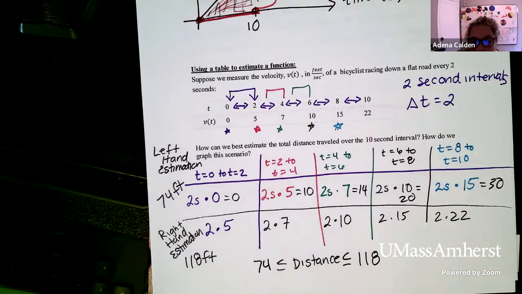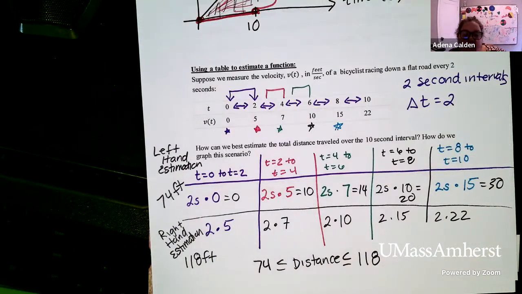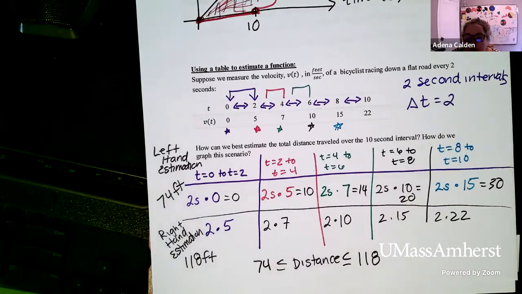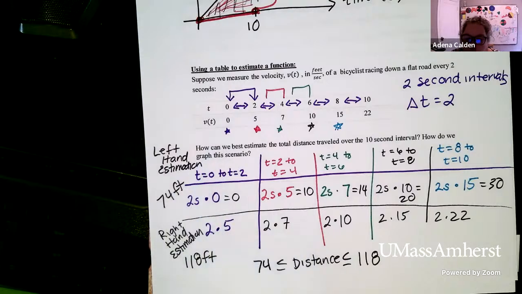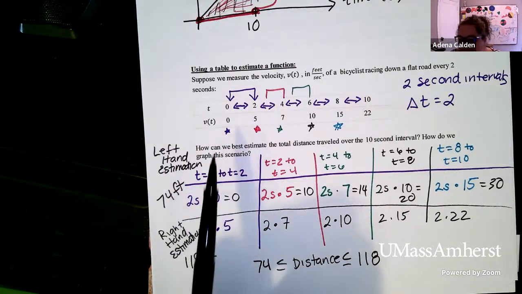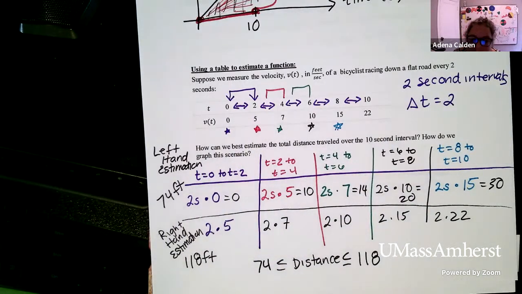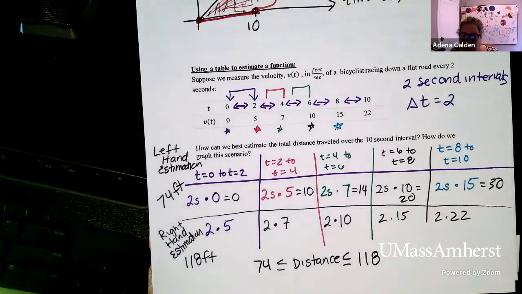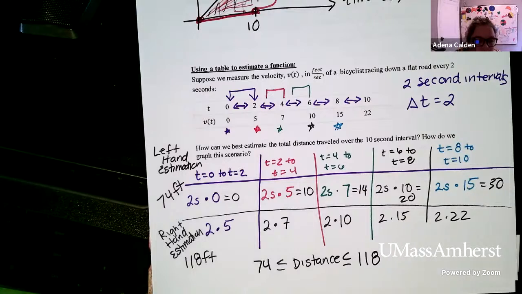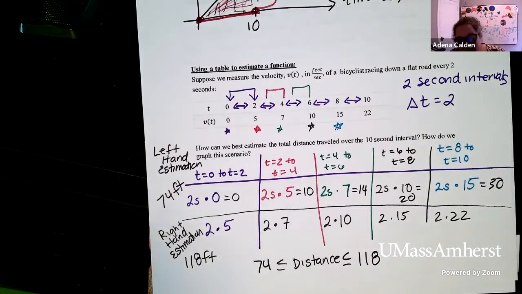And so something that's really important is that the left hand estimate could be the overestimate or underestimate, depending on the scenario. It's not that the left hand is always the underestimate. It depends on if the function is increasing or decreasing or what the rate looks like. Okay, so if you're asked to find an over and underestimate, you have to do both left and right. The bigger one is over, the smaller one is under.